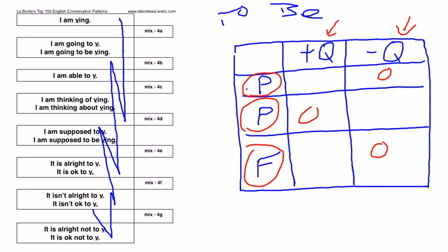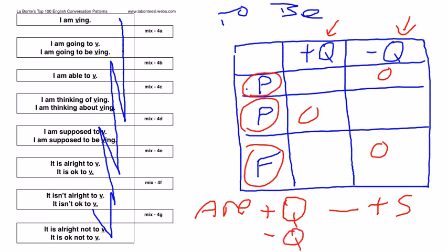For example, if I say, "Are you studying?" They should say, "I am studying." If I say, "Are you going to study?" They should say, "I am going to study." "Isn't she able to go?" "She isn't able to go." Once again, if I ask a positive question, I want a positive sentence as an answer. If I ask a negative question, I want a negative sentence as the answer.